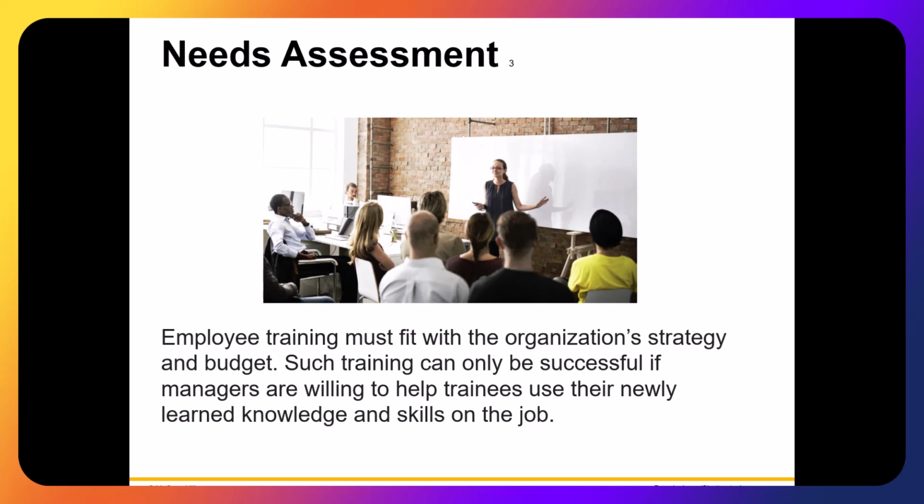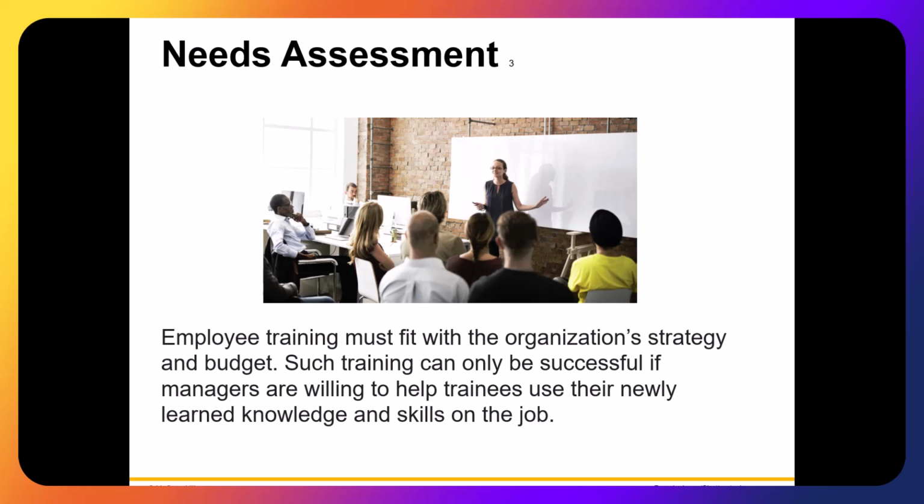So, needs assessment. Employees' training must fit with the organization's strategy and budget. Such training can only be successful if the managers are willing to help trainees use their newly learned skills on the job. So when you do the needs assessment, one of the things is that after they get the training, they get the knowledge, it's got to be reinforced.